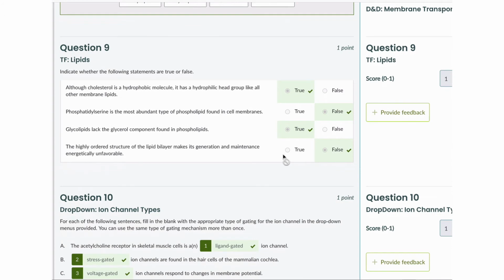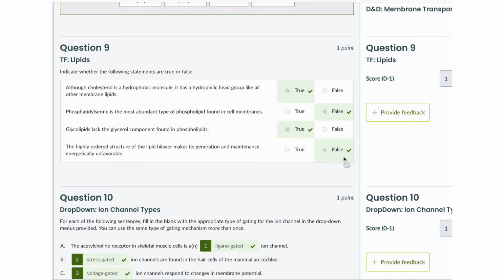Question 9. Indicate whether the following statements are true or false. Although cholesterol is a hydrophobic molecule, it has a hydrophilic head group like all other membrane lipids. That is true. Phosphatidylserine is the most abundant of the phospholipids found in the cell membranes. That's false. It would be phosphatidylcholine. Glycolipids lack the glycerol component in phospholipids. That is true. And the highly ordered structure of the lipid bilayer makes its generation and maintenance unfavorable.